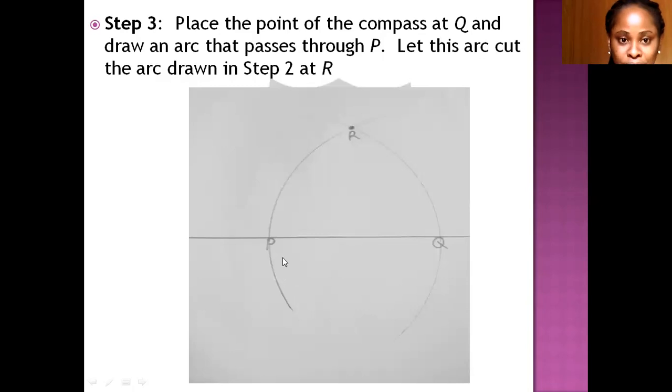Step 3, place the point of the compass at Q, with the same previous radius you used in drawing the arc that passes Q, and draw another arc that passes P. Where the arcs intersect, name it R.